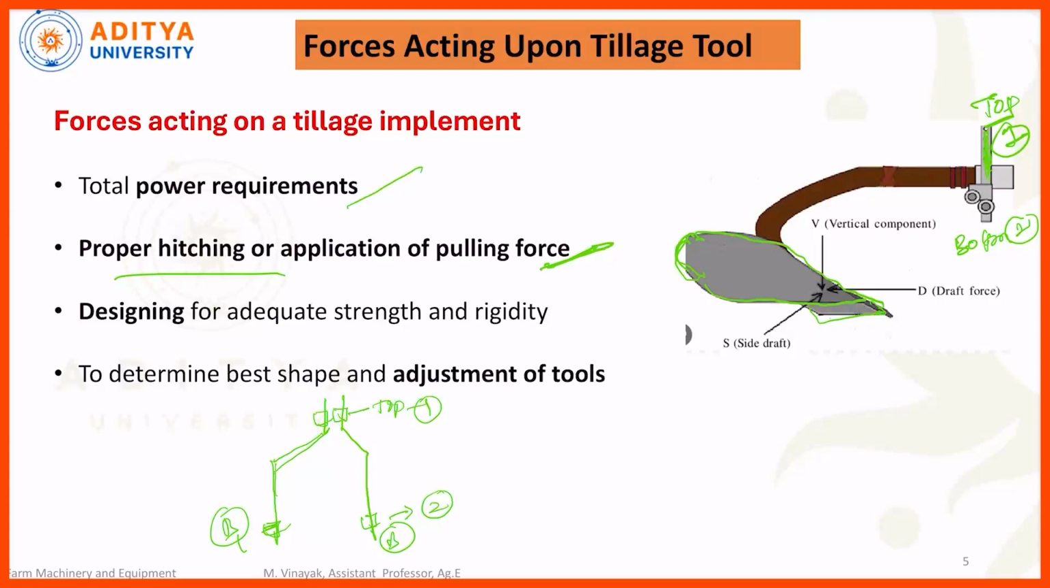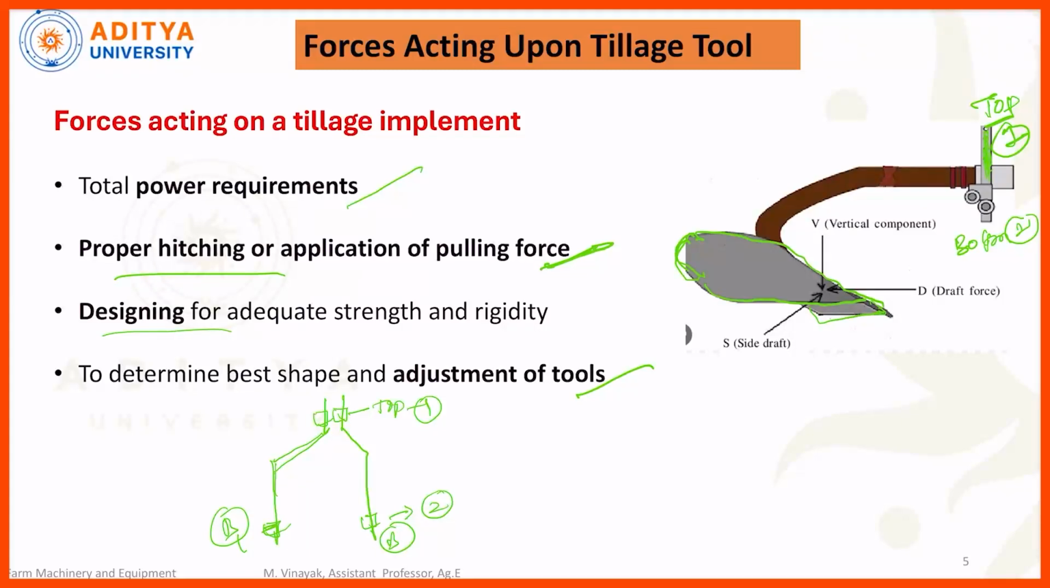Next is designing for adequate strength and rigidity, to determine the best shape and adjustment of the tool. Generally the moldboard plow can be fabricated with cast iron as well as steel material.